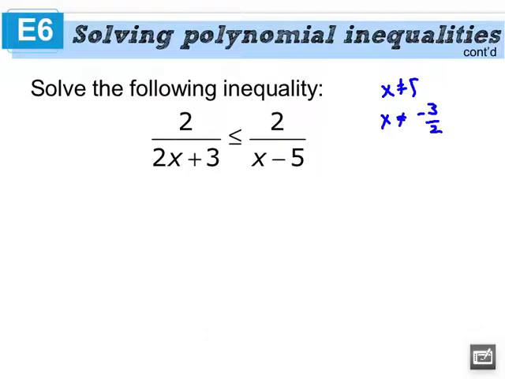Why? Correct. That's a very common mistake that people forget. Since we're dealing with rational functions, remember one of the rules of real numbers, you can't have a zero denominator. Okay. Staying with the same steps we used last time, 2 over 2x plus 3 is equal to 2 over x minus 5. How do I solve that?